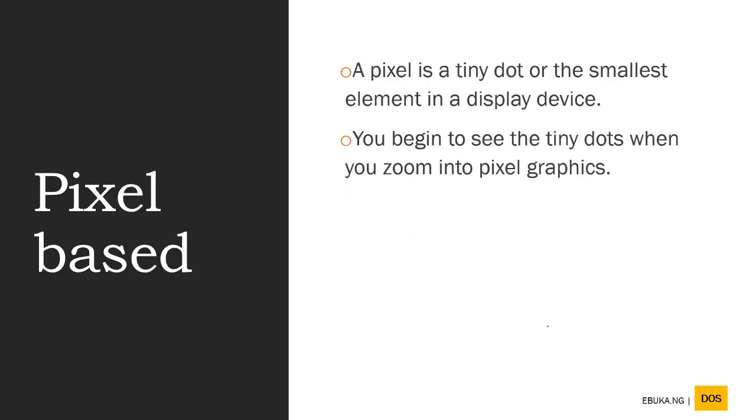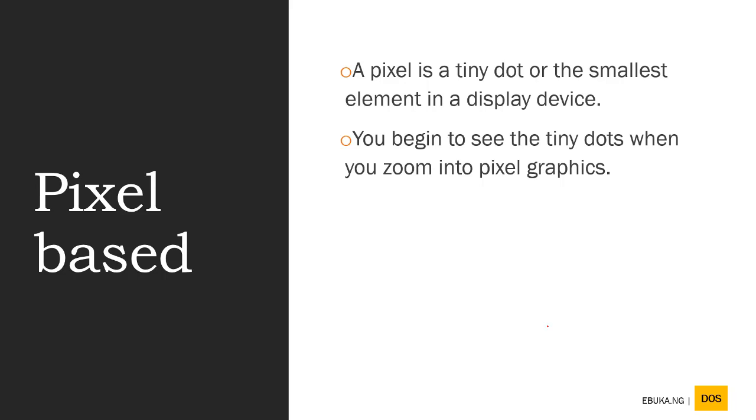Now, you begin to see the pixels when you zoom into pixel graphics. Let me give you an example of pixel-based graphic design software. Photoshop is an example of pixel-based graphic design software. When you finish designing in Photoshop, if you zoom in on your work, you start seeing it pixelates, all those tiny boxes.